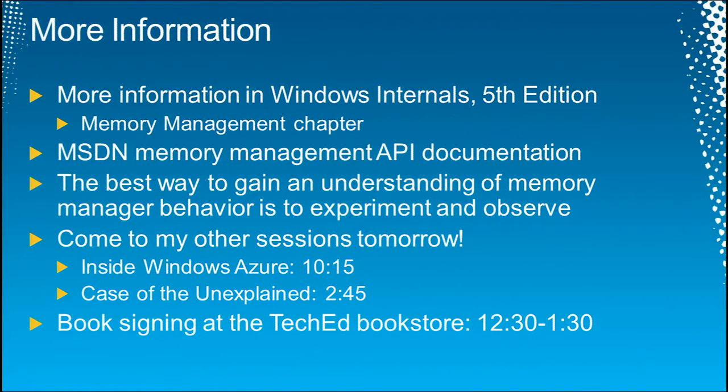In the Memory Manager chapter, MSDN documents APIs if you're a developer, how to access things like large pages, how to increase your working set minimum, how to lock pages. The best way from a troubleshooting perspective and understanding the way the system uses memory is to do experiments. So I recommend, if you're interested in really understanding what's going on, to go back and play with TestLimit.